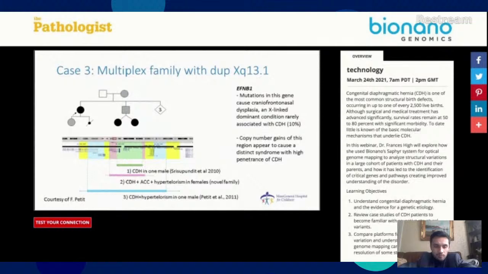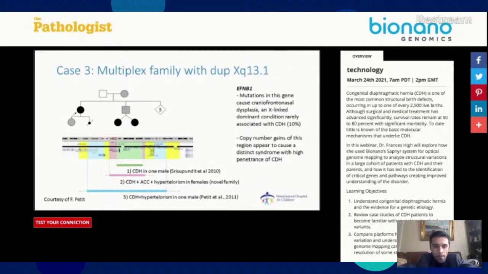In the next example I'm going to tell you about, this is a multiplex family, so you can see a pedigree here. This family was studied by microarray. The individuals in black are affected individuals with CDH and also agenesis of the corpus callosum. Individuals in this family were shown to have what looked like a duplication at chromosome Xq13.1. This region includes really one candidate gene of interest, which is EFNB1, otherwise known as EFNB1.